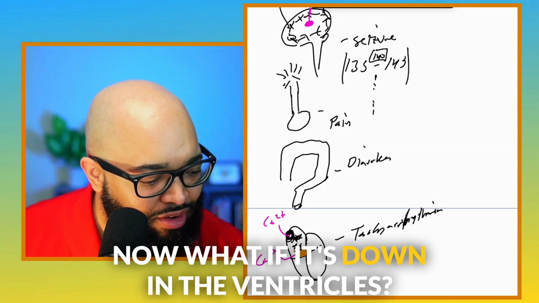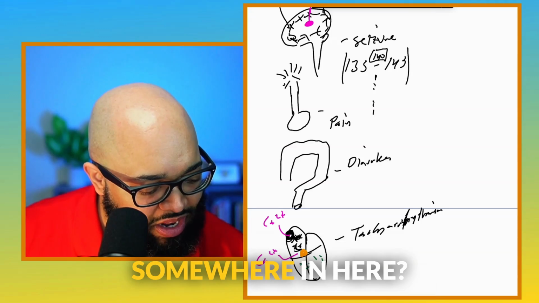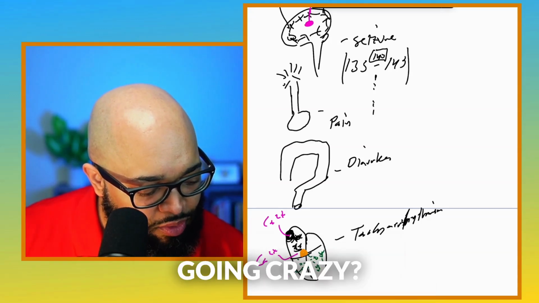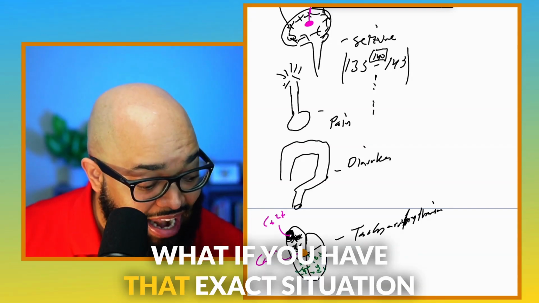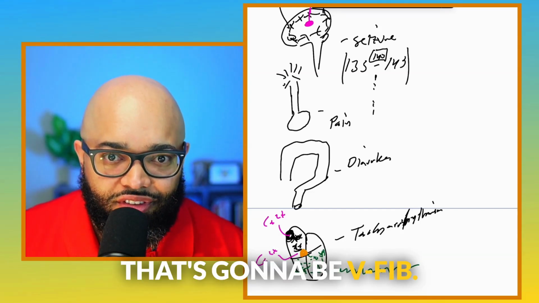Now, what if it's down in the ventricles? What if you have a pacemaker somewhere in here, anywhere in here, that just starts going crazy? What if you have that exact situation that I just drew? It's going to produce that. That's going to be V-fib.